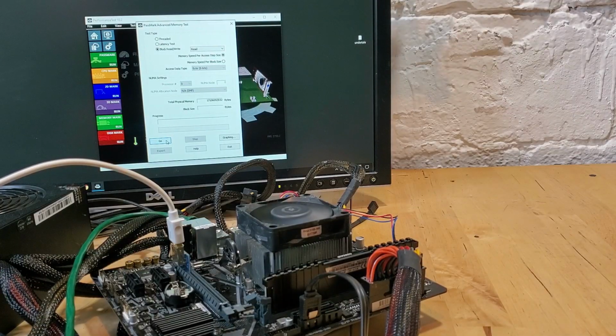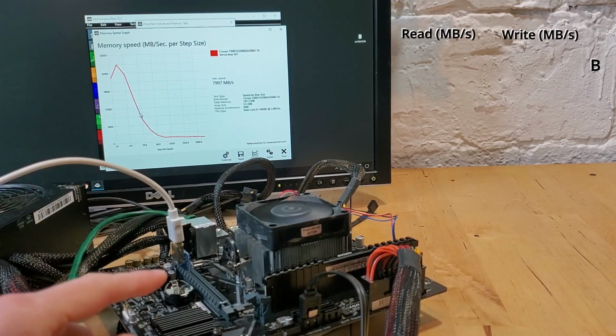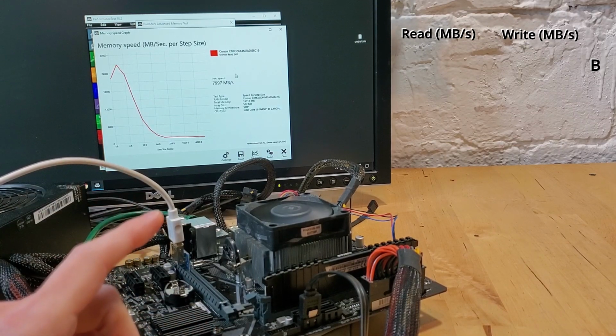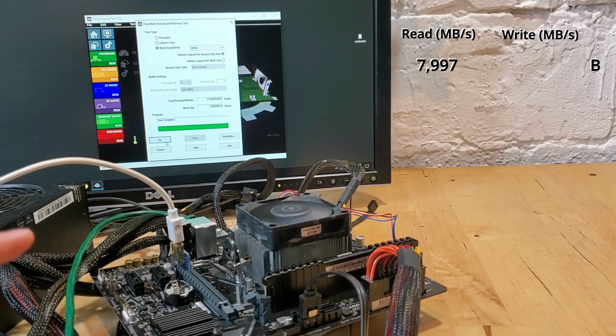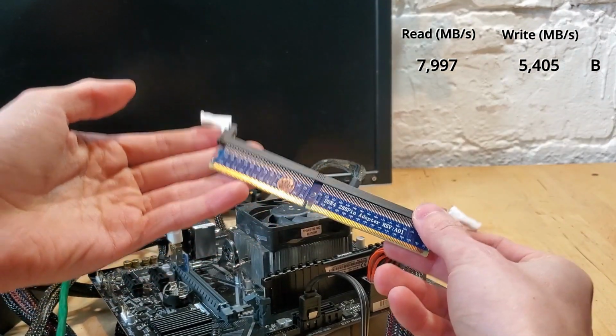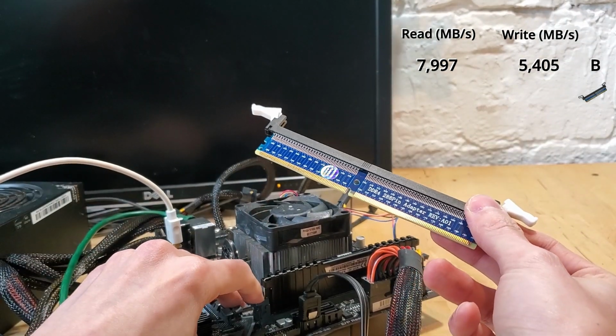And without any further ado, this graph that you're seeing represents how quickly this stick of RAM can read different sized chunks of memory. So our baseline read speed will be just under 8,000 megabytes per second. And if we perform a similar test on the write speed, we can see that our baseline for write speed is around 5,400 megabytes per second. So now let's install our first adapter and see how those speeds change.